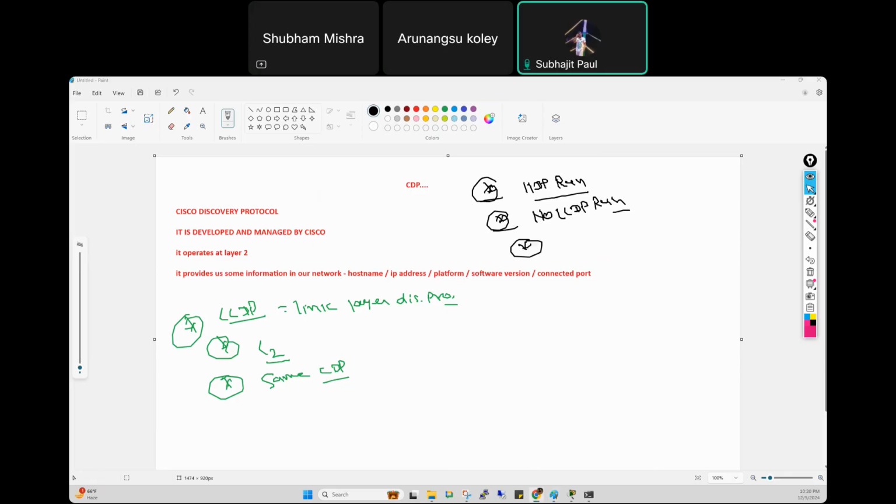If you want to check LLDP, in the case of CDP, what was the command we wrote? It was show CDP neighbors. So here, what will you run? Show LLDP neighbors. Is it clear, guys?